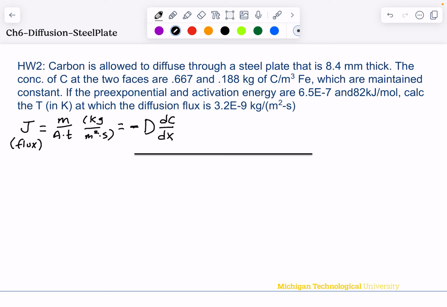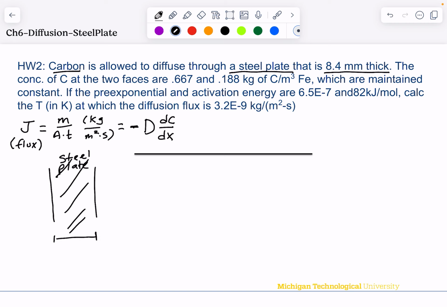So in this problem, I'm going to begin by drawing a little bit of a sketch. So we see that we have carbon being allowed to diffuse through a steel plate that is 8.4 millimeters thick. So if this is the steel plate, I'm shading it in. What we've just been told is that the distance from here to here, if I call this x, is 8.4 millimeters.